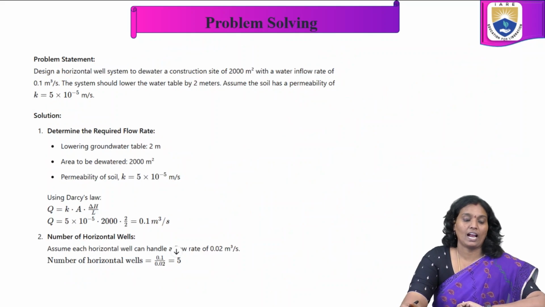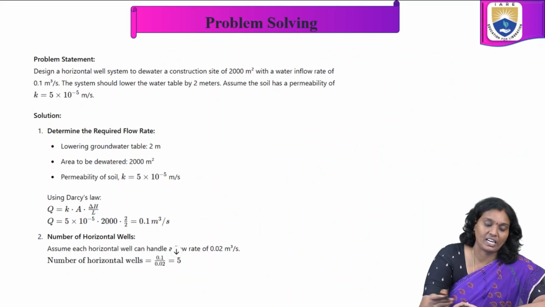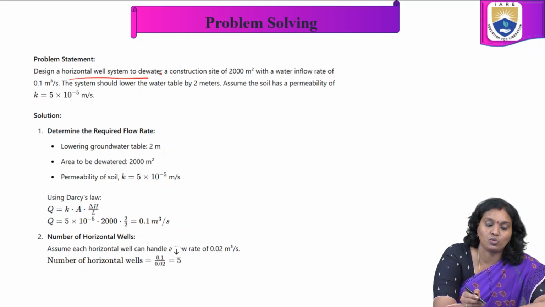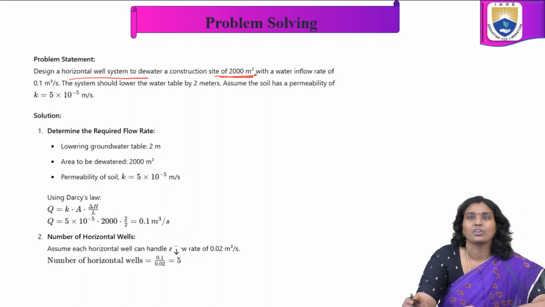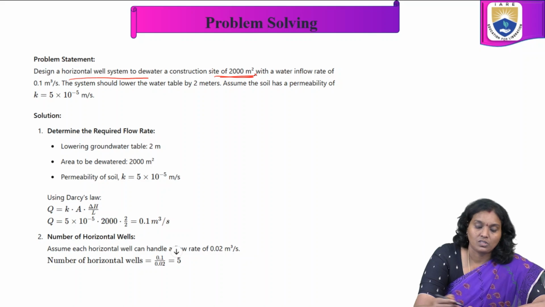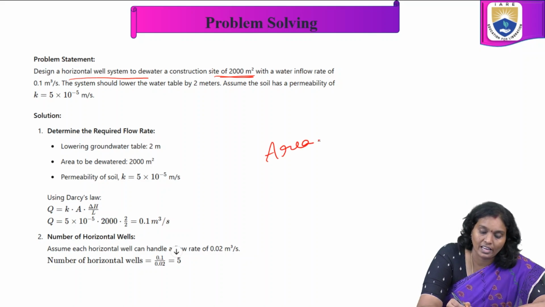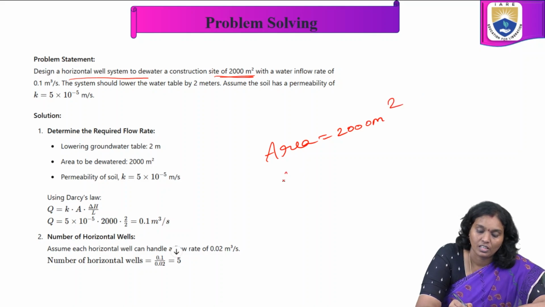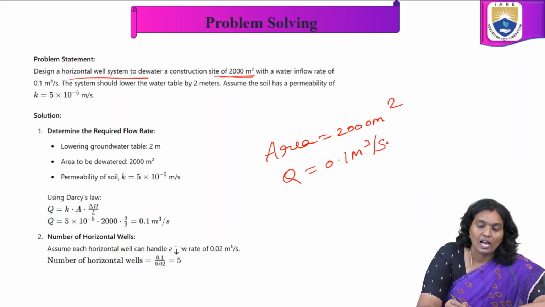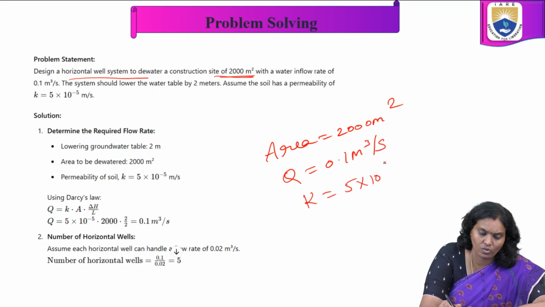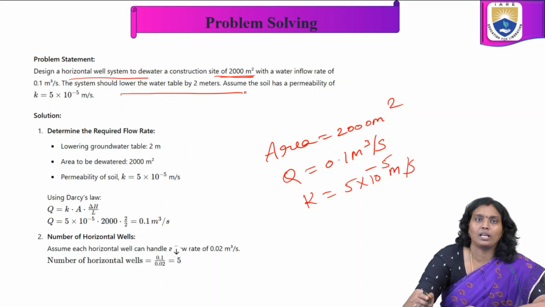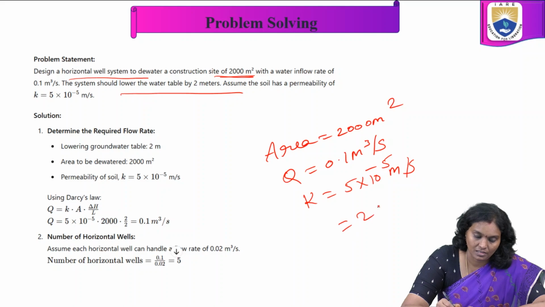Now move on to another kind of hydro problem, that is a horizontal well system to dewater a construction site of 2000 meters square. So the area is equal to 2000 meters square, with a water flow rate of 0.1 meter cube per second. And also the permeability of the soil is mentioned, that is equal to 5 into 10 to the power of minus 5 meters per second. The lower water table is equal to 2 meters.